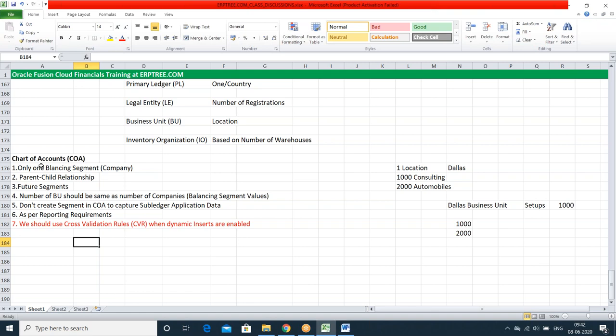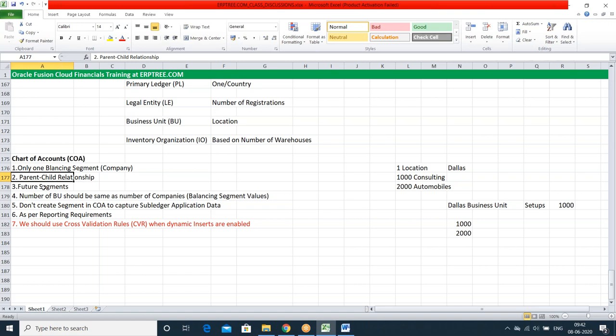So this is what we have to follow as a best practice when designing the chart of accounts. Only one balancing segment. That means out of all the segments we maintain within the chart of accounts, one you have to take as a primary. How you can make one segment primary, we'll see in the system. And manage all the values as a parent and child relation. If you are going to maintain all the accounts, between the accounts you maintain the parent and child relation.